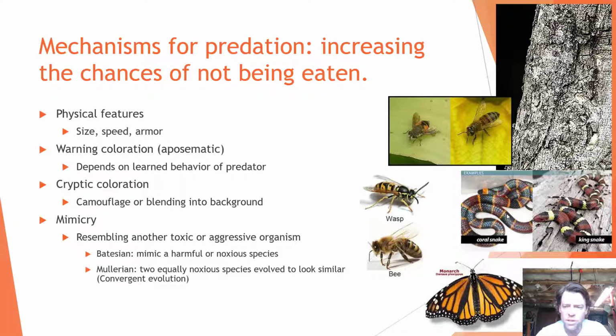And then the other type of mimicry is Mullerian mimicry, and this is when two equally noxious species evolve to look very similar, in this sort of convergent evolution. And so you can think about most bees and wasps look very similar, okay? And so they have this sort of common coloration that allows other organisms to avoid them.